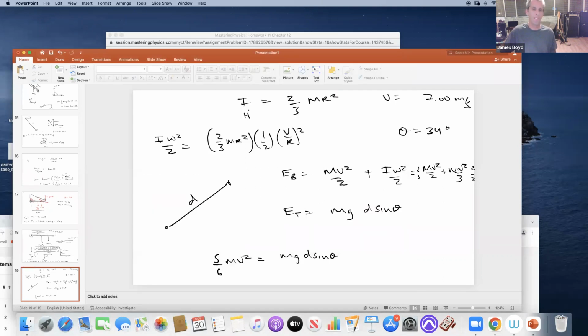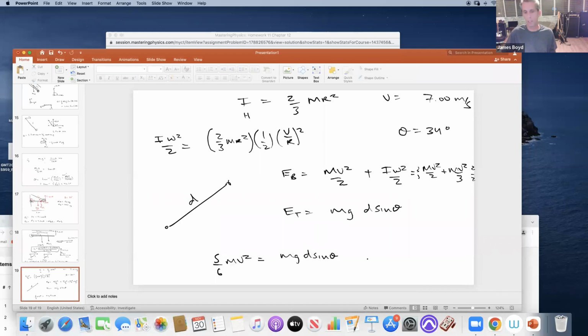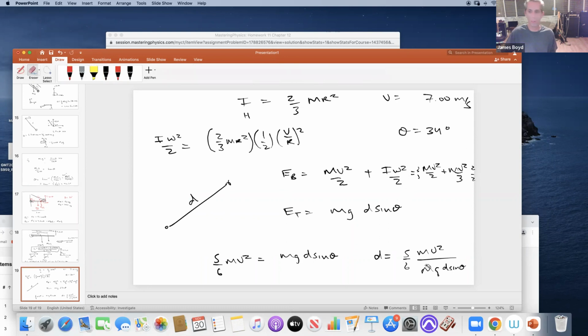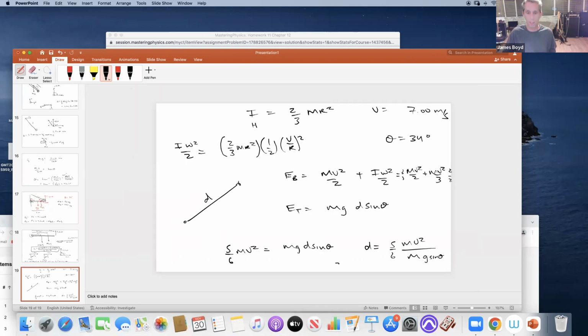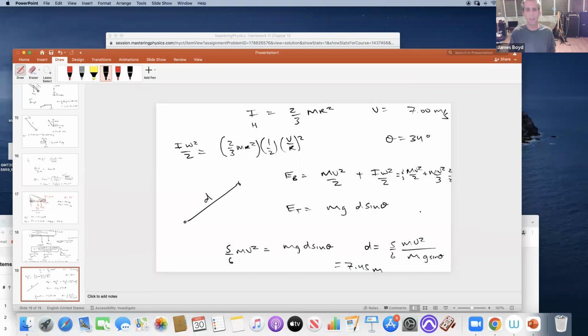They want to know how far up does it roll before it reverses direction. So d is 5/6 mv squared over mg sine theta, no d. And my m's cancel, so ignore those. So 5/6 times v squared is 49, 7 times 7, divided by 9.8 times sine of 34. I get 7.45 meters. 7.45 exactly. So it's the exact same thing that we did before.